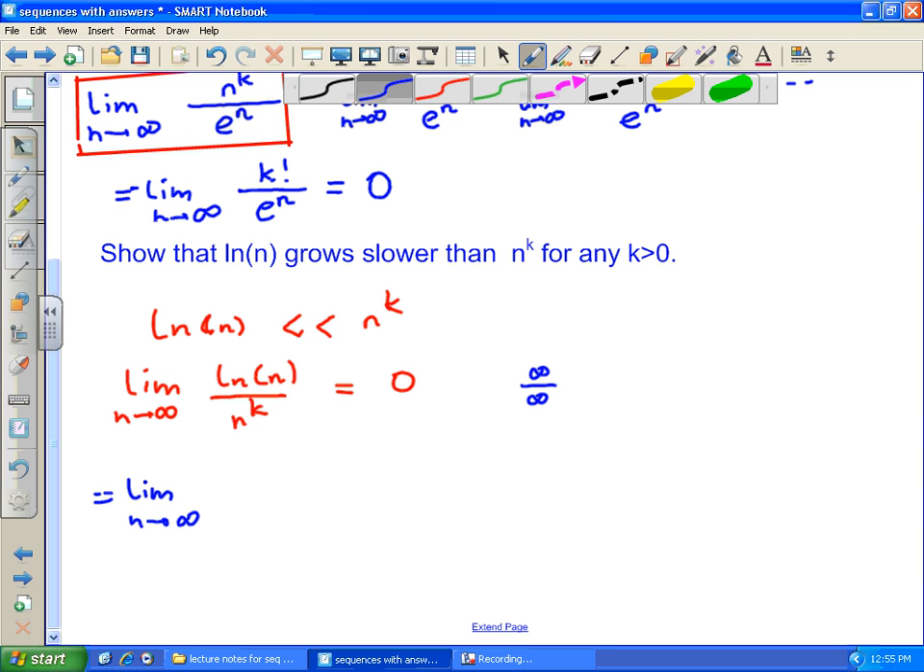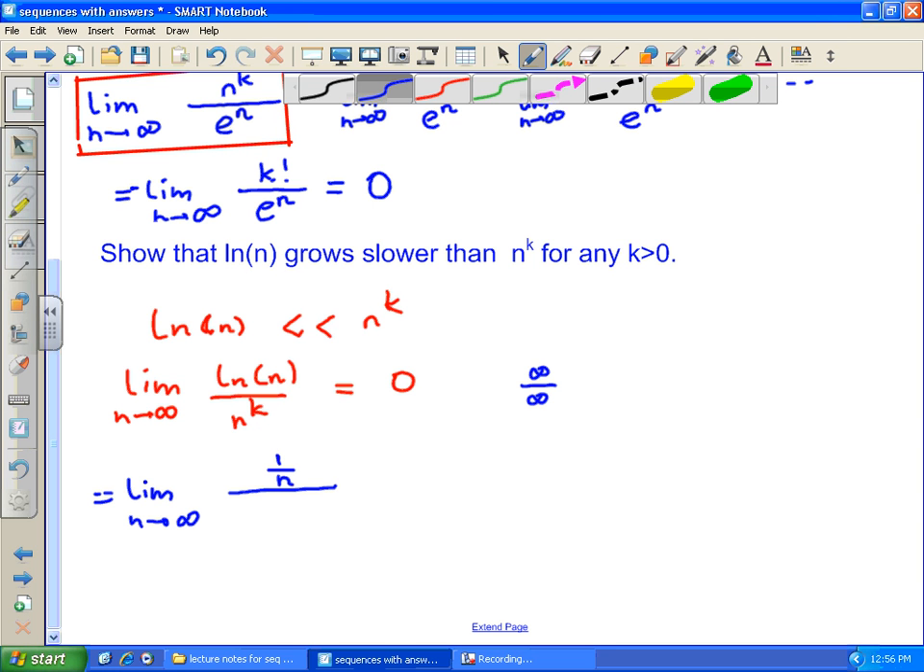So differentiate the top, and what do you get? What is the derivative of ln n? Think of it as ln x with respect to x. What is the derivative of ln x? 1 over x. The derivative of ln n would be 1 over n. Our variable here is n basically, so this is going to be 1 over n.